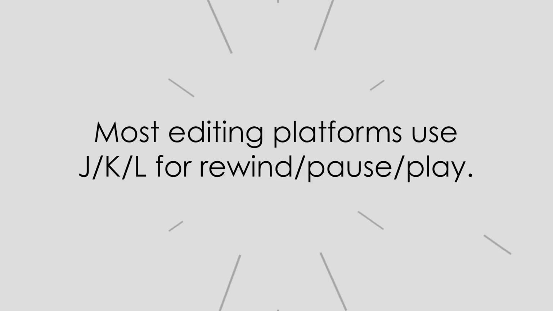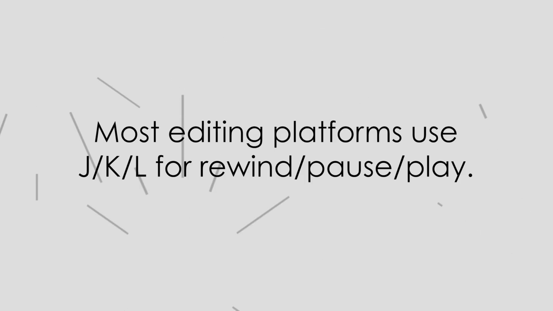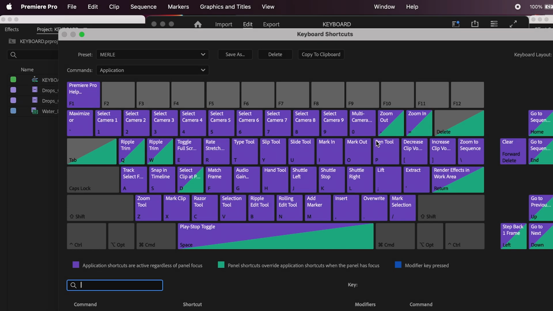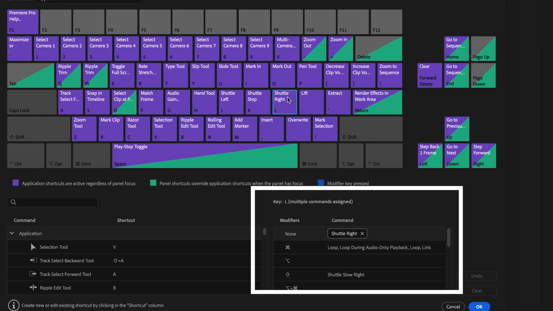And this JKL assignment exists on pretty much every editing platform. So back to L. If you click on L and look in the lower right, you'll see everything that it does. I can see that if I hit L and hit Shift, it will shuttle slow or play in slow motion. Now that I said that, I'm going to be honest with you and tell you that this totally does not work. I think it's a bug in Premiere.